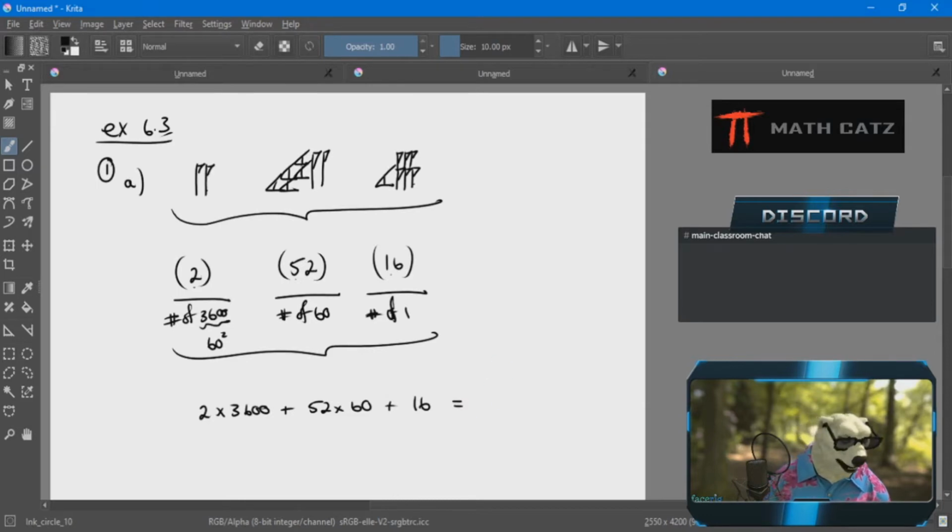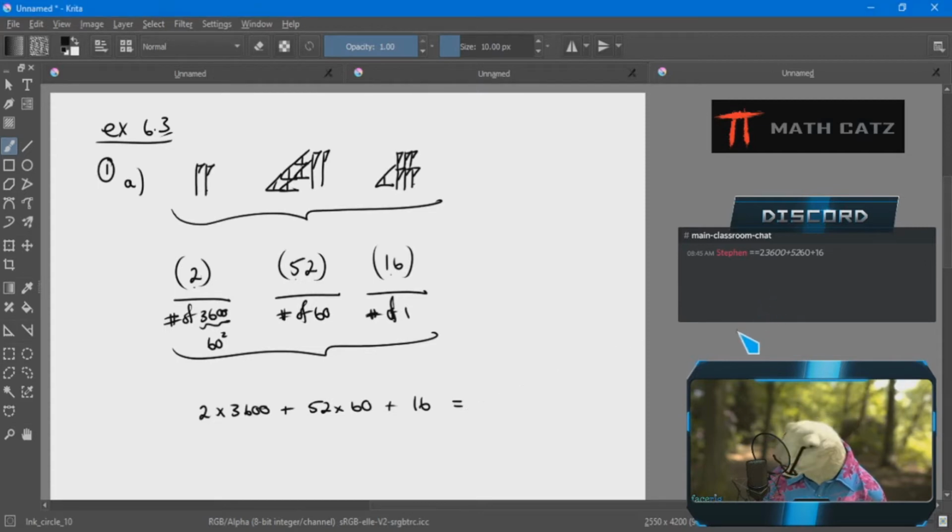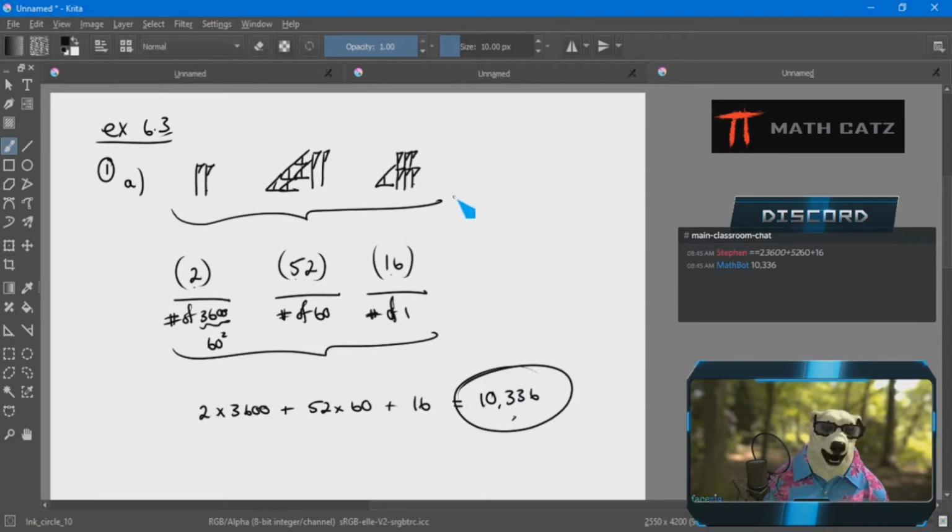Now, you do not have to do this in your head. Let's get a calculator, practice with whatever calculator you're going to use, and see what we get. 2 times 3600 plus 52 times 60 plus 16. And we get 10,336. That is the quantity that this Babylonian number is representing.